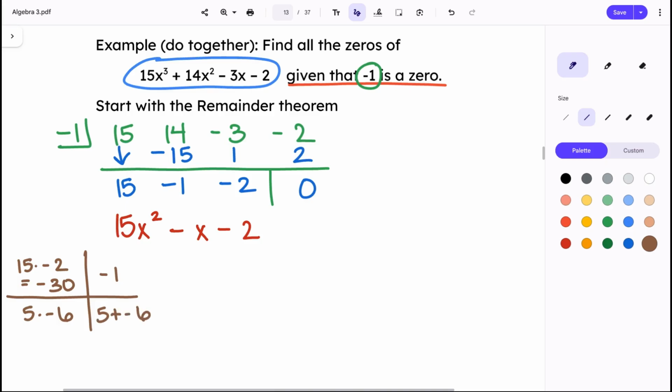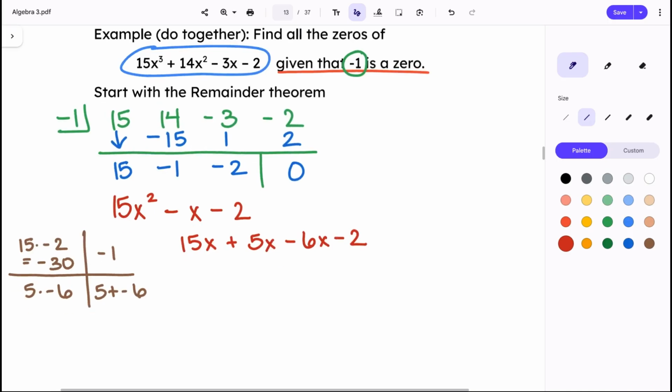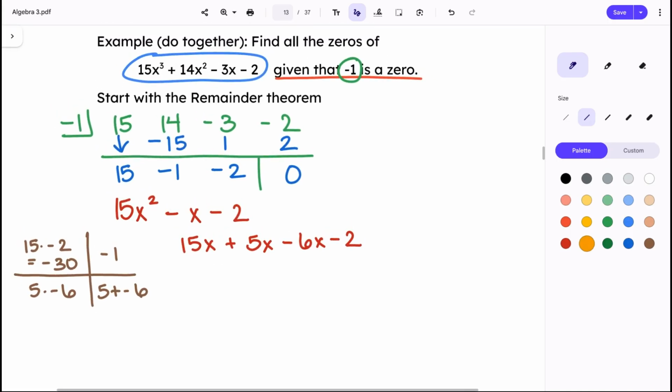So remember when we factor these, we rewrite this. So instead of writing that negative x on the inside, we replace it with these two numbers that we just found. So I'm going to write 15x squared plus 5x and then my negative 6x minus 2. What do we do next? Combine the 5x and negative 6x. Oh, I don't think we want to combine them because then we're right back to where we were. Instead, I think we want to group so that we can try to factor.